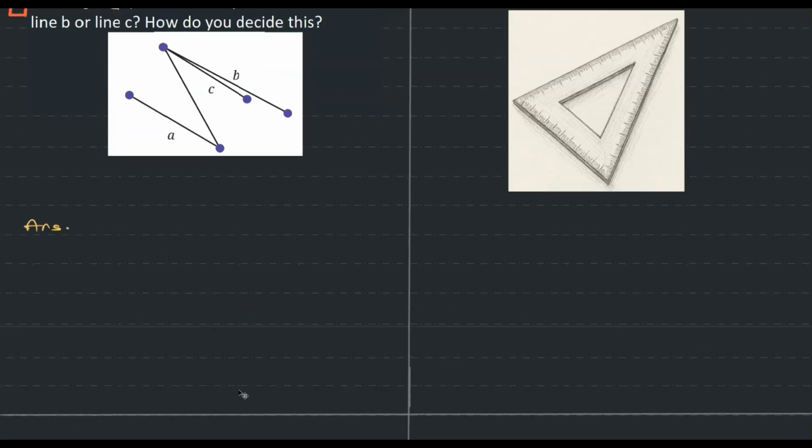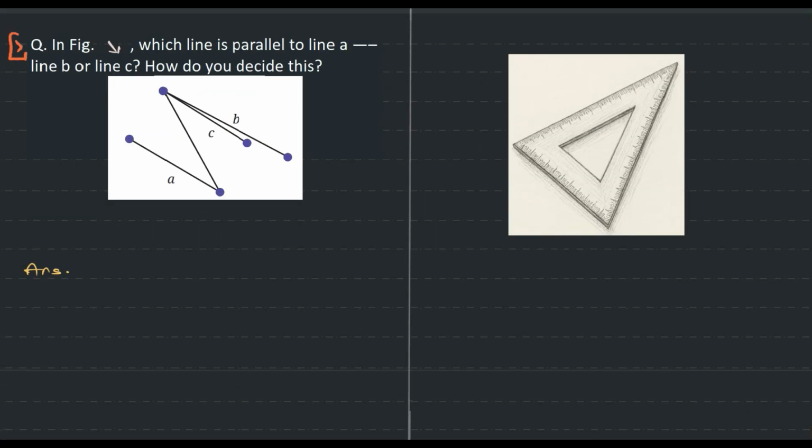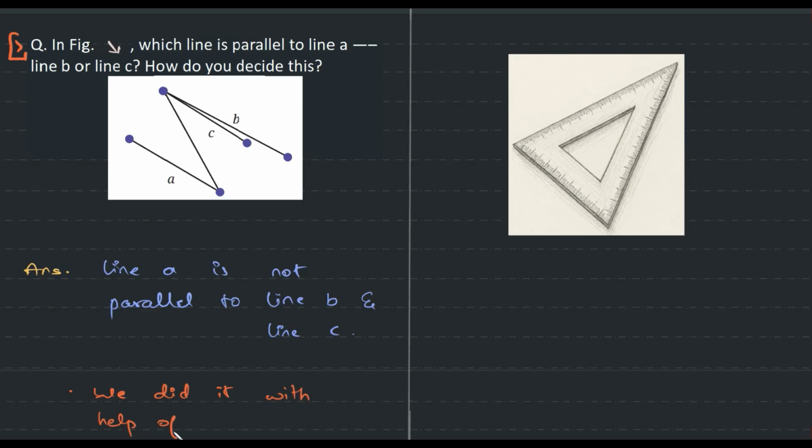So what is the answer? Yes. Line A is not parallel to line B and line C. It's not parallel to both actually. So we did it with the help of a set square. In this case you guys should be writing: I did it with the help of a set square. I'll explain what's the funda over here.